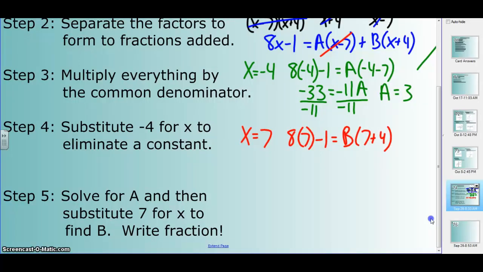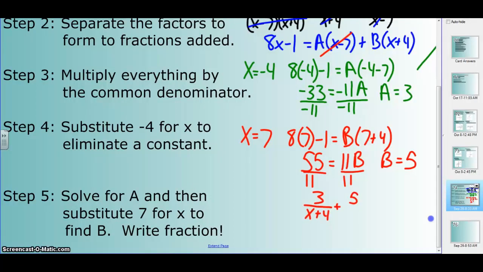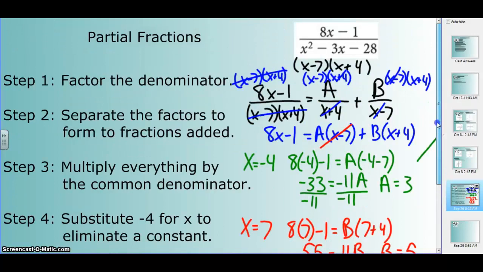So let's see, 56 minus 1 is 55. 7 plus 4 is 11. Divide by 11, B is 5. So my final answer is when I actually plug in for A and B, because I want the fraction. So if I plug 3 in for A, it's 3 over x plus 4. And then I had a positive 5, so plus 5 over x minus 7. That is my final answer. So in other words, that was the original problem. When I added those fractions, I got 8x minus 1 over x squared minus 3x minus 28 as the answer.